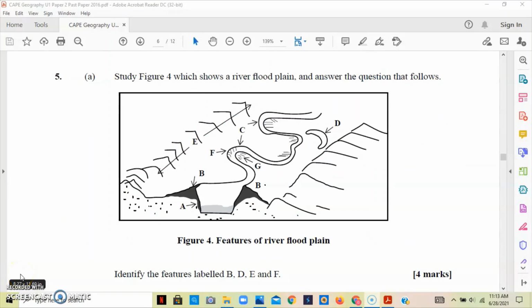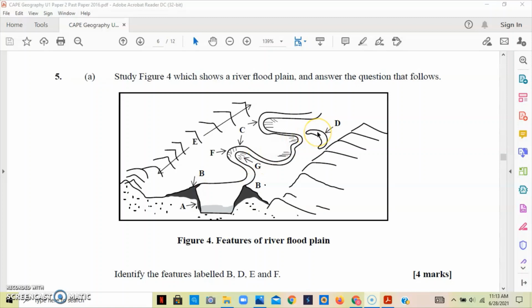Question 5 shows us a river floodplain, and we're to answer the questions that follow. Now we're to identify the features labeled B, D, E, and F. Now B is located here, and B is a levee, and the levee is just a raised river bank.